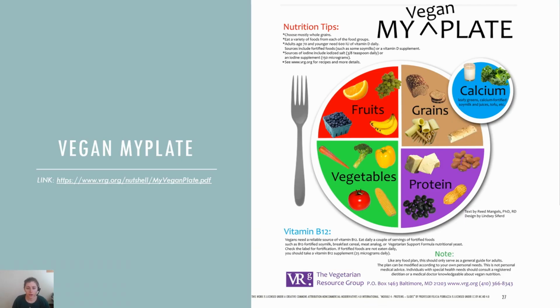Here is a picture of what the vegan MyPlate can look like from the Vegetarian Resource Group. A quarter of the plate is protein, a quarter greens, a little more than a quarter is vegetables, and a little less than a quarter will be fruits. The dairy is also replaced by calcium with an emphasis on leafy greens, calcium fortified soy milk, and tofu. B12 is also noted as this is necessary for vegans to consume a reliable source of.